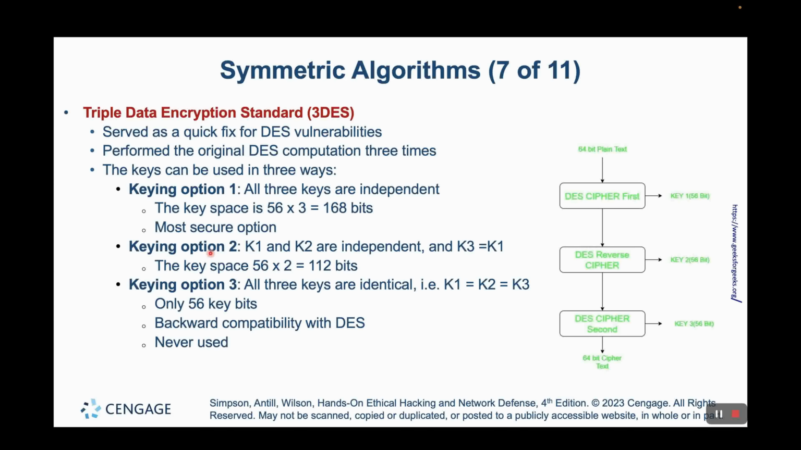Now, option 2: K1, or key 1, and key 2 are independent, but key 3 is the same as key 1. So in reality, the key space is 112 bits. Now, keying option 3: all 3 keys are identical, as you see here. So basically, it's only 56 key bits. It's backward compatible with DES, but never used.